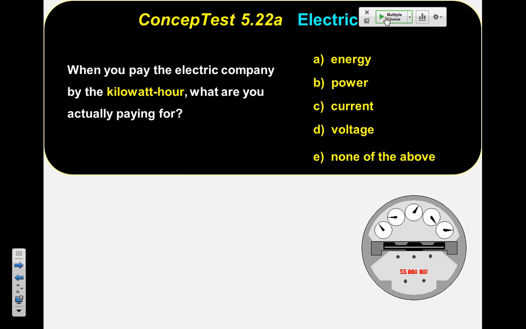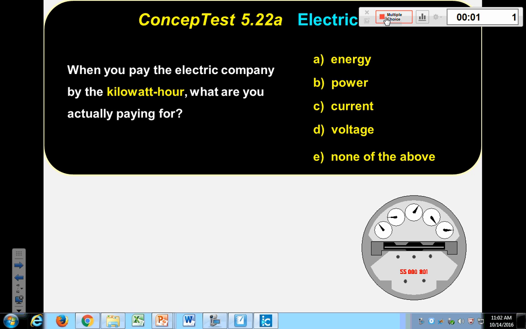Okay, when you pay the electric company, you pay them by the kilowatt hour. What are you actually paying for? You pay Entergy for energy, power, current, voltage, or none of the above. What are the units for a kilowatt hour? Oh, all right, we'll stop at 40. 8 more seconds.